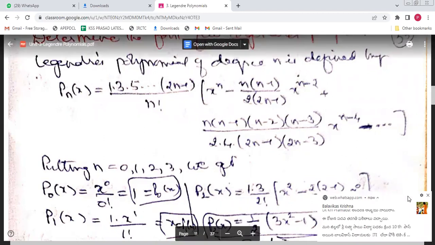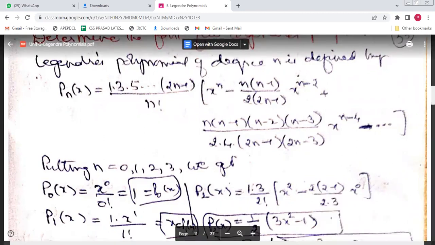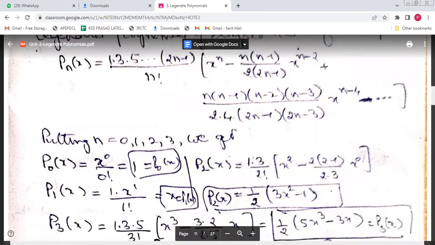Similarly, P2 of x is nothing but 1 into 3 divided by 2 factorial times x square minus 2 minus 1 divided by 2 into 3 into x power 0. So on further simplification, you can see that P2 of x equal to 1 by 2 times 3x square minus 1, we get it.